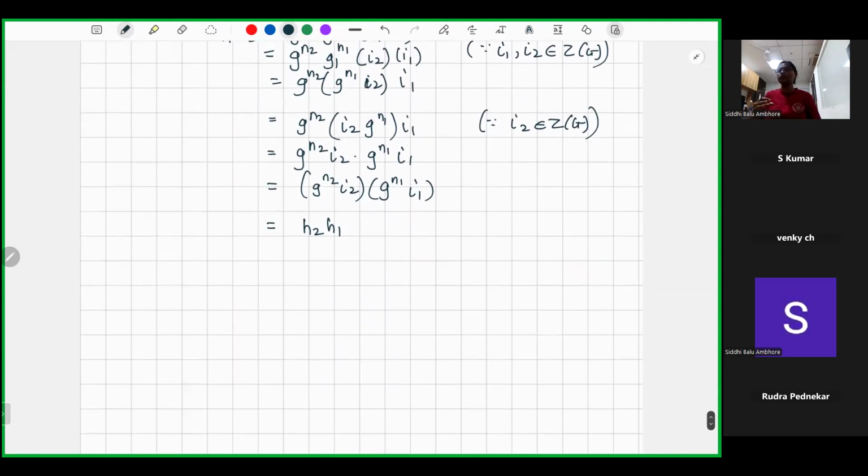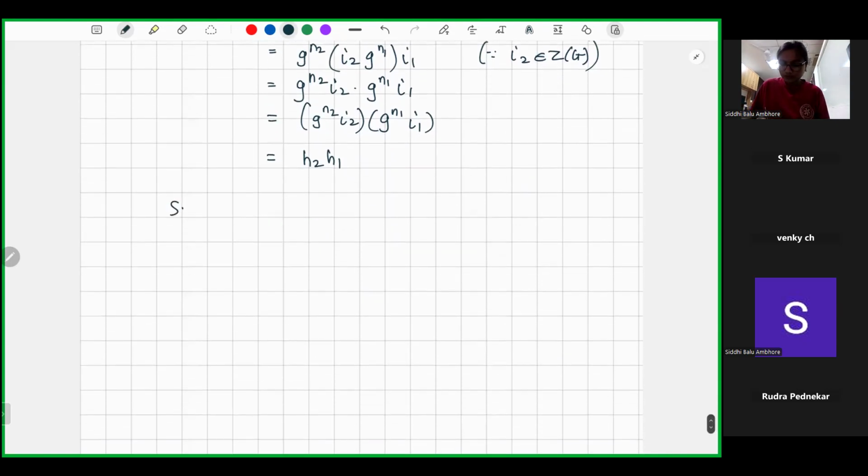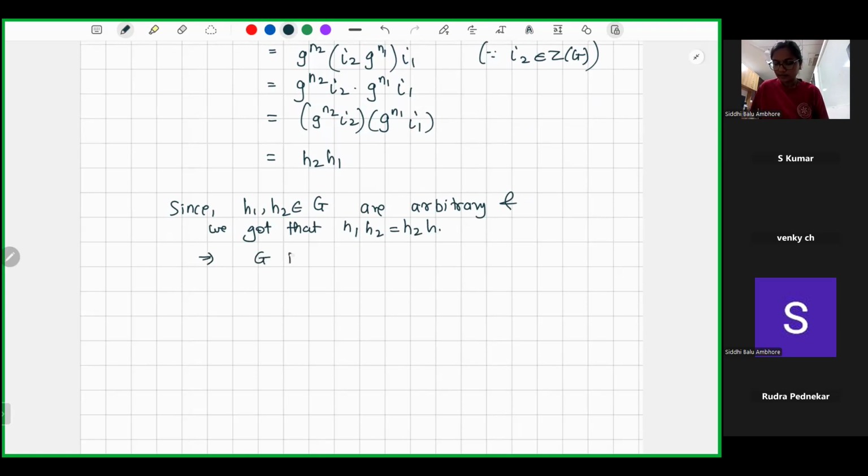And H1 and H2 were arbitrary from my group G. And I got this, that H1 H2 is equal to H2 H1. Any doubts here? Therefore, since H1, H2 in G were arbitrary, and we got that H1 H2 is equal to H2 H1, this implies that G is an abelian group.